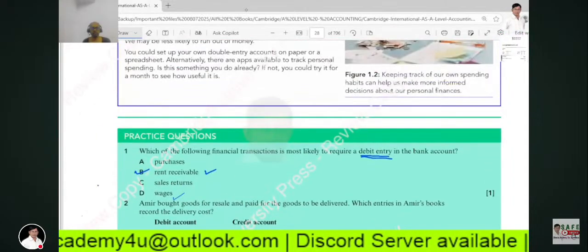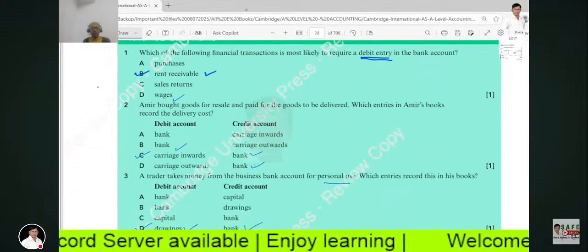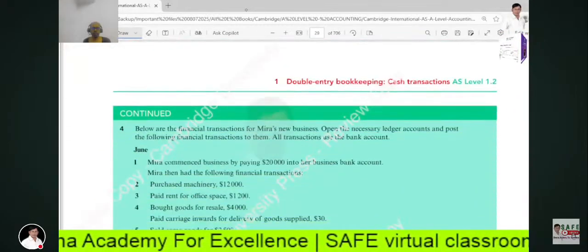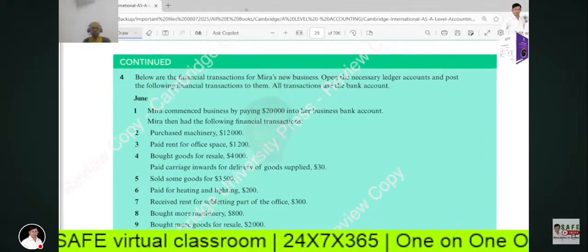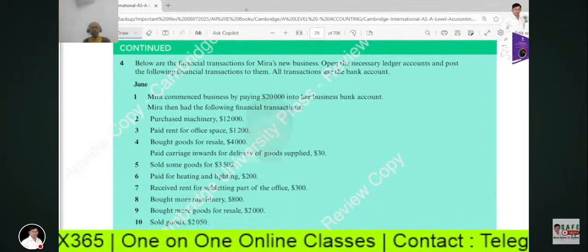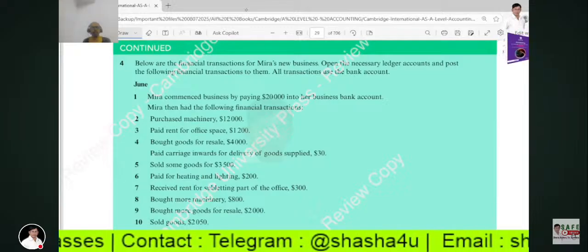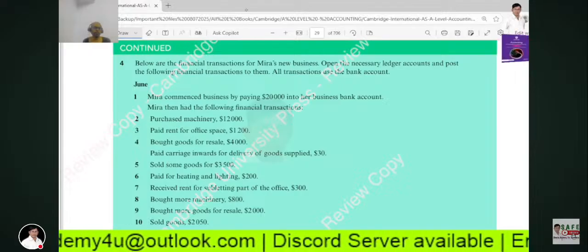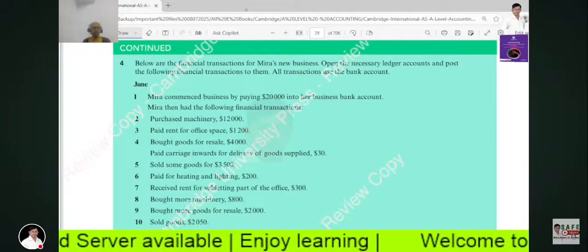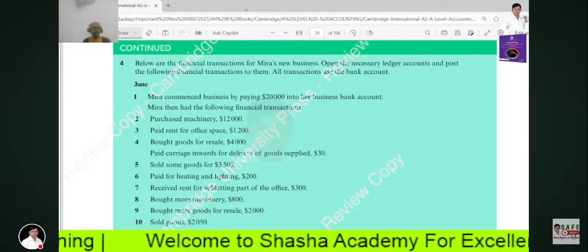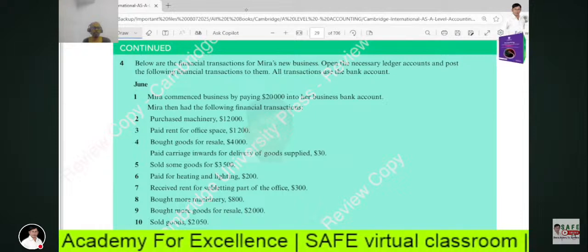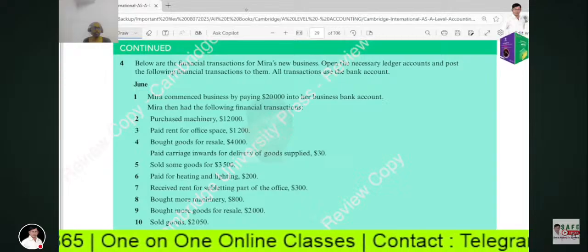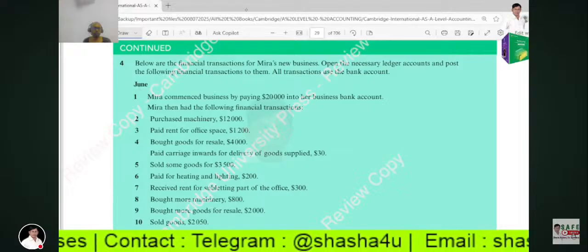So these are practice questions from David Hopkins' latest book. You can have a look at the next question. Below are the financial transactions for Mira's new business. Open the necessary ledger accounts and post the following financial transactions to them. All transactions use the bank account. Mira commenced business by paying 20,000 into her bank account. Mira then had the following transactions: purchased machinery, paid rent, bought goods, paid carriage inwards, sold goods, received rent, bought more machinery, bought more goods.